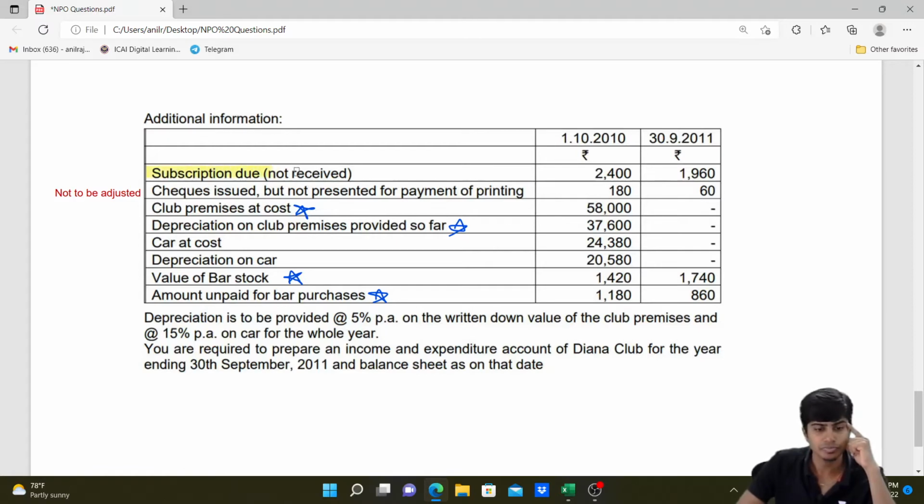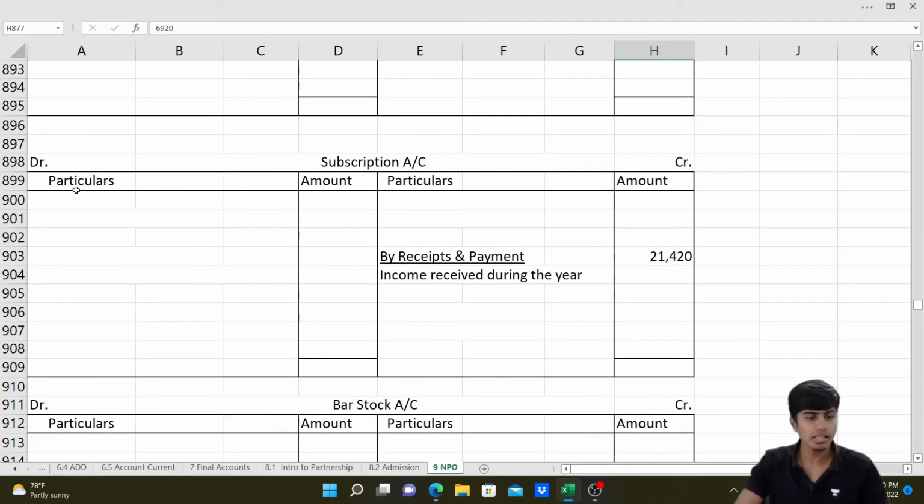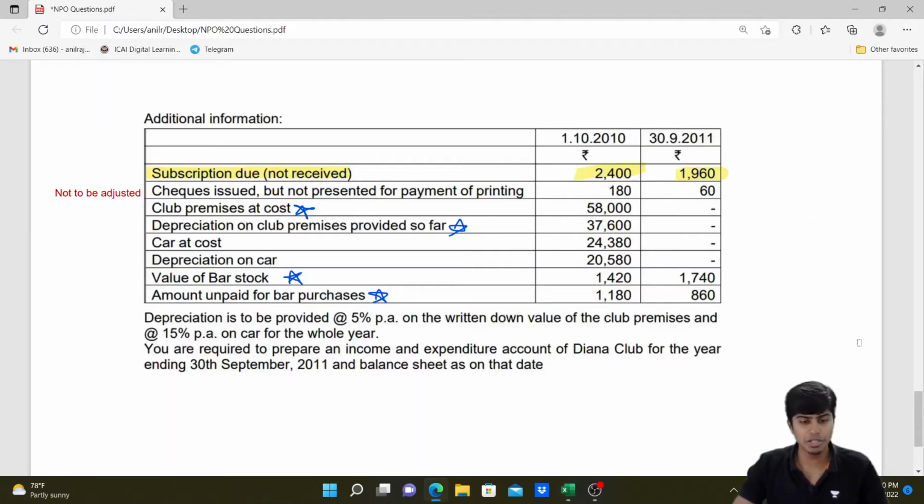Subscription due but not received. Opening is 2,400, closing is 1,960. So opening subscription is 2,400, closing subscription is 1,960. Let's write this in our subscription account. Subscription due is asset, so opening balance on the debit. Opening subscription due is how much?